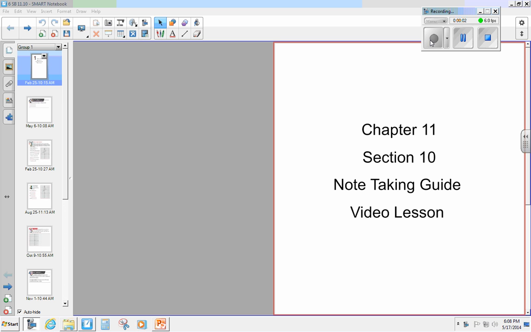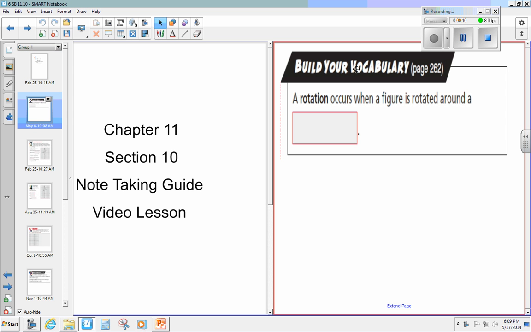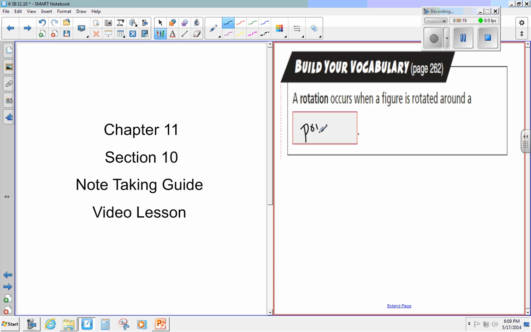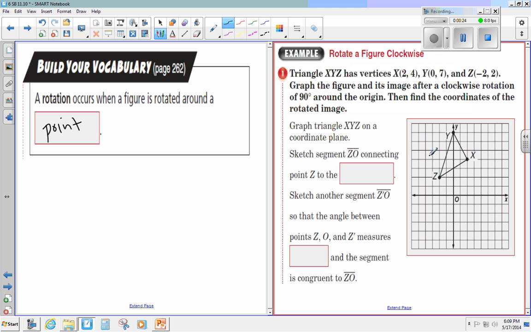Welcome to Chapter 11, Section 10, entitled Rotations. A rotation occurs when a figure is rotated around a point. So, this triangle will be rotated around a certain point. Alright, to set up this rotation, for the most part you're going to be rotating around the origin.